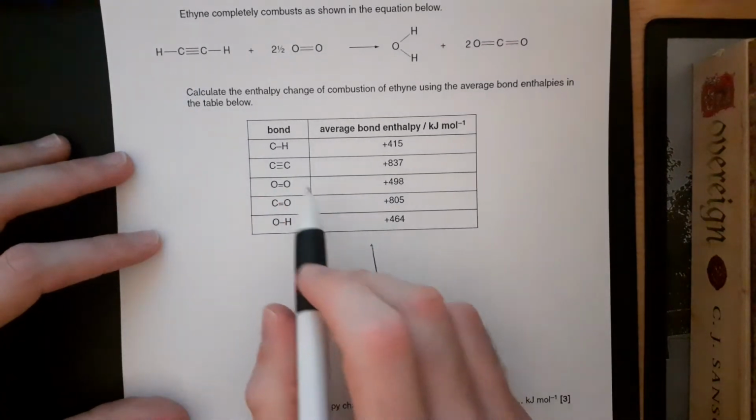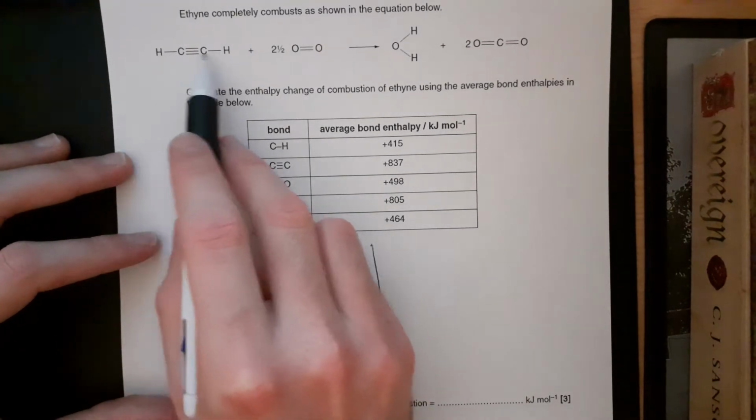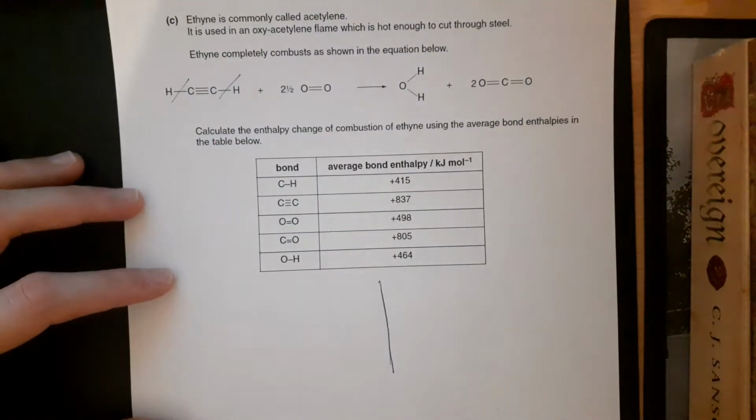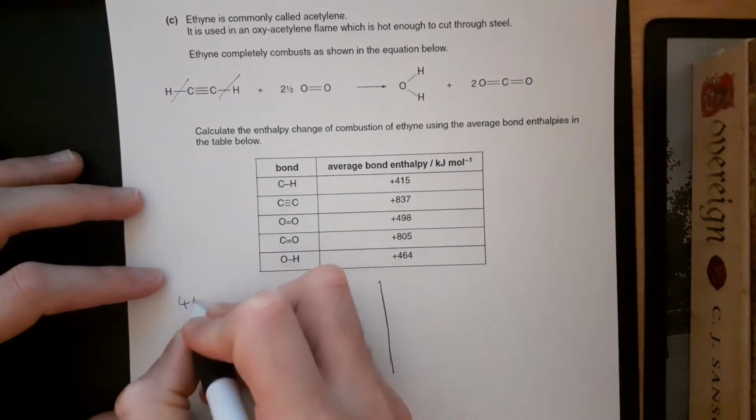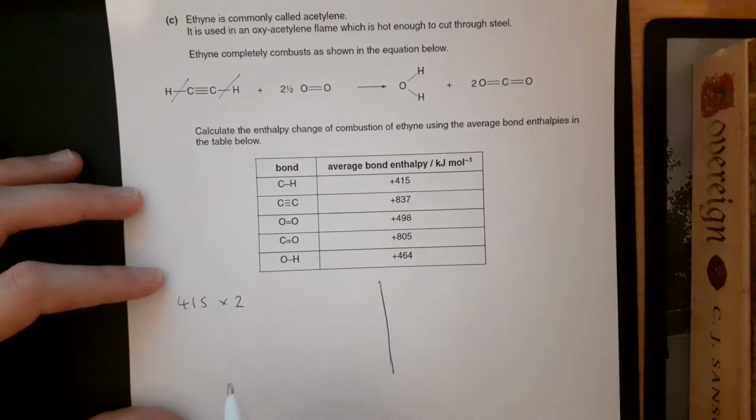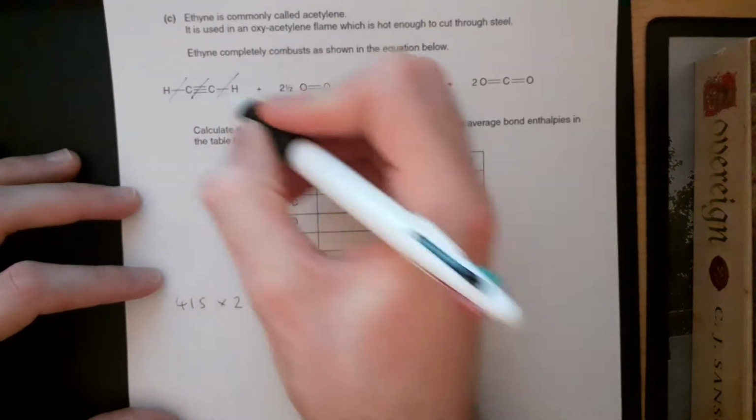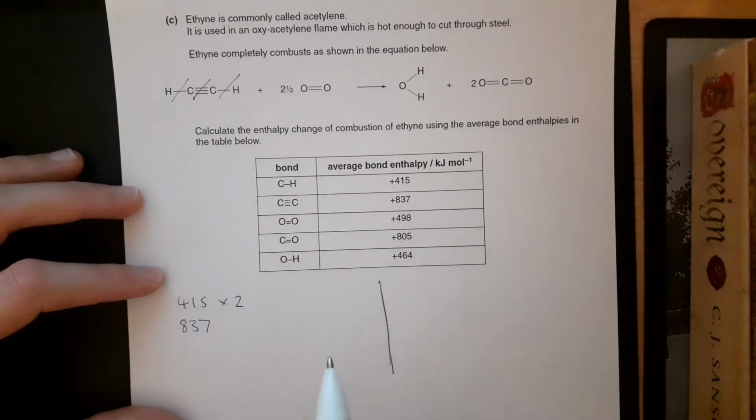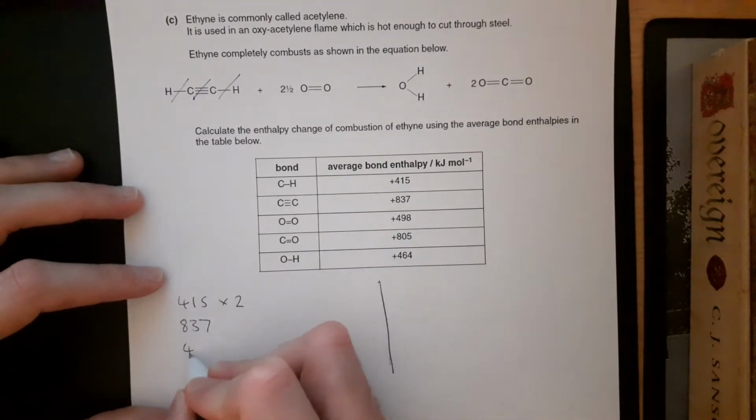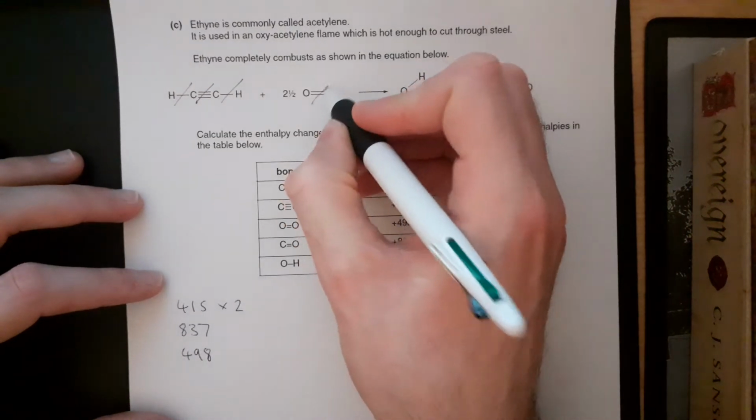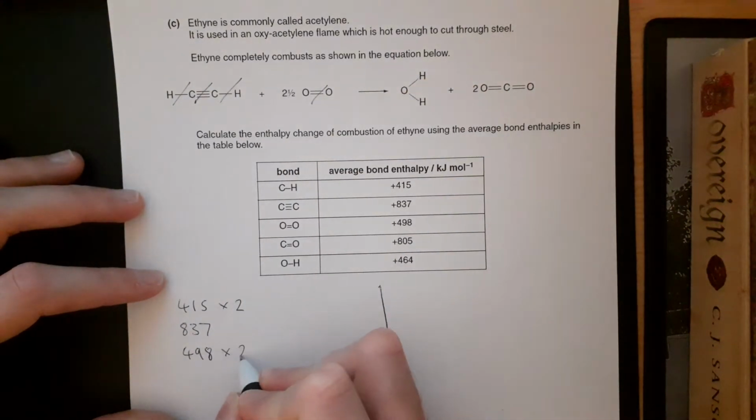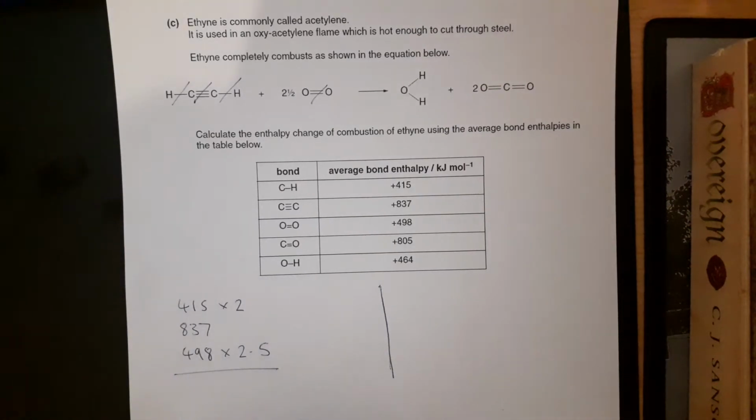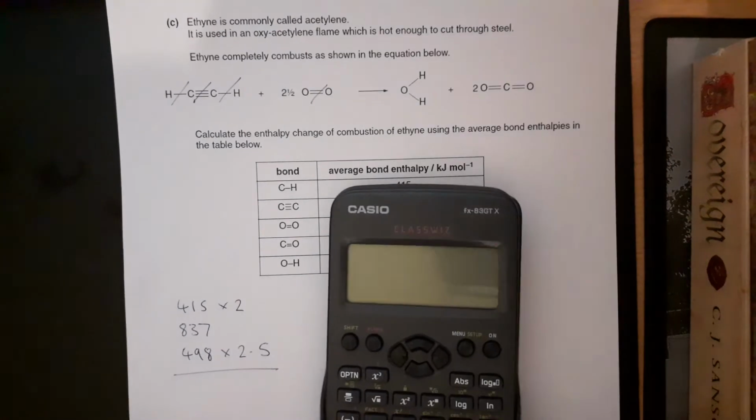So here we've got a CH bond twice, and what I'm going to do is just tick these off. So we've done that one and we've done that one. So we've got 415 times 2. We've got the CC triple bond, which is 837, and then we've got the OO bond, which is 498, which is this one, and we need to times that by 2.5. Those are all the bonds that we're going to have to break. Okay, so let's work this out.